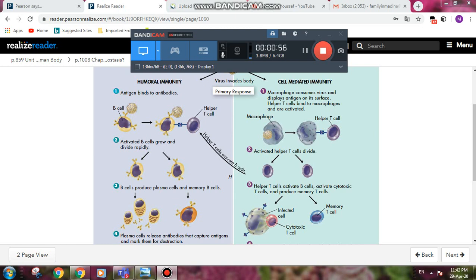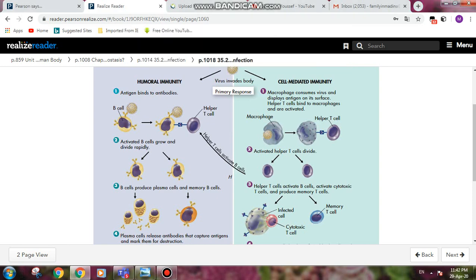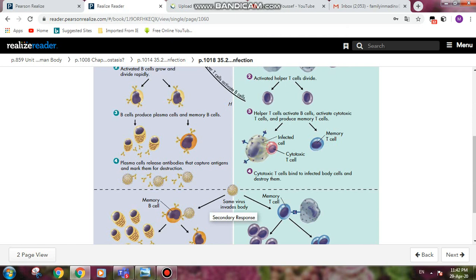Helper T cells, a type of T lymphocytes, activate B cells to do what? They activate B cells to grow and divide more and more rapidly. Of course, when they are dividing more rapidly, more antibodies are formed. What happens next? After dividing rapidly, the B cells produce two types of cells, plasma cells and memory cells. What is the function of these cells?